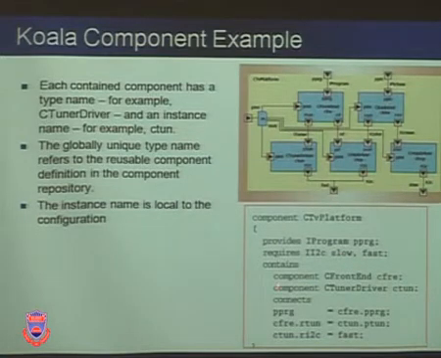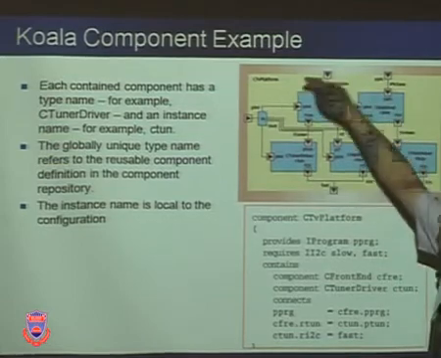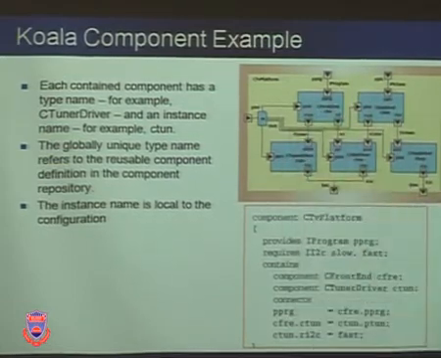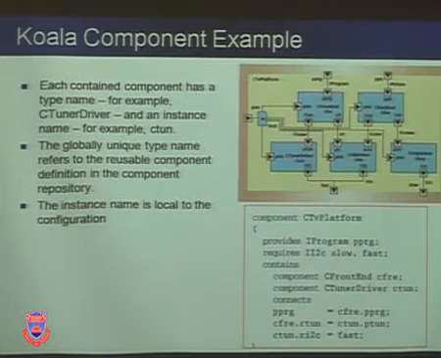It contains components C front end, CTunerDriver. So this part actually only represents this, right? And it defines a mechanism to connect these components. So it connects PPRG, that's this one. PPRG connects to CFRE, the component front end.